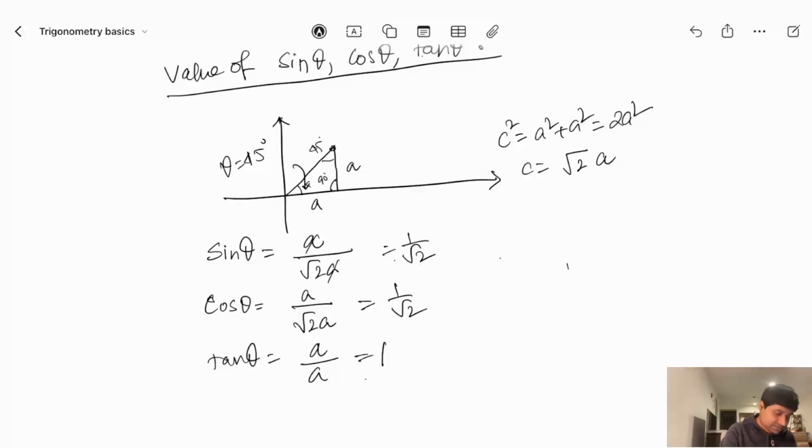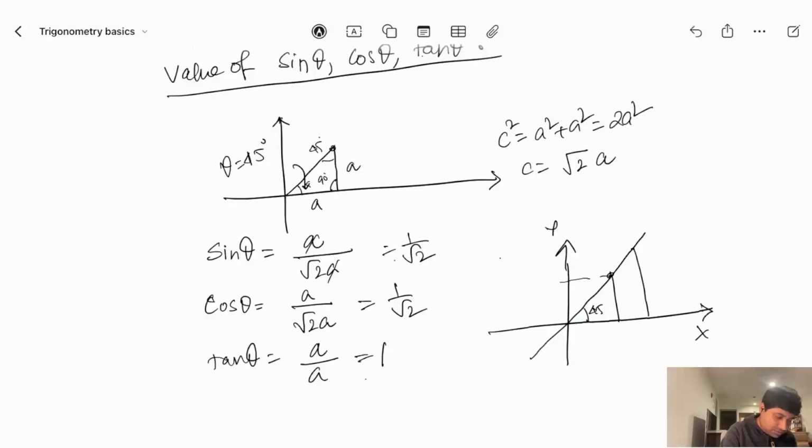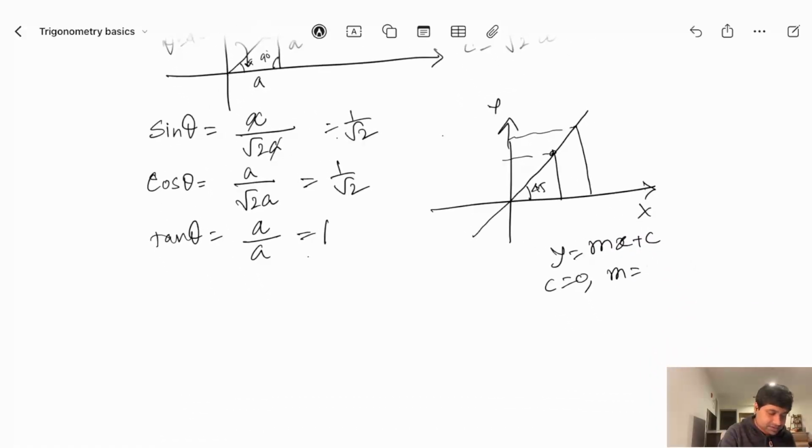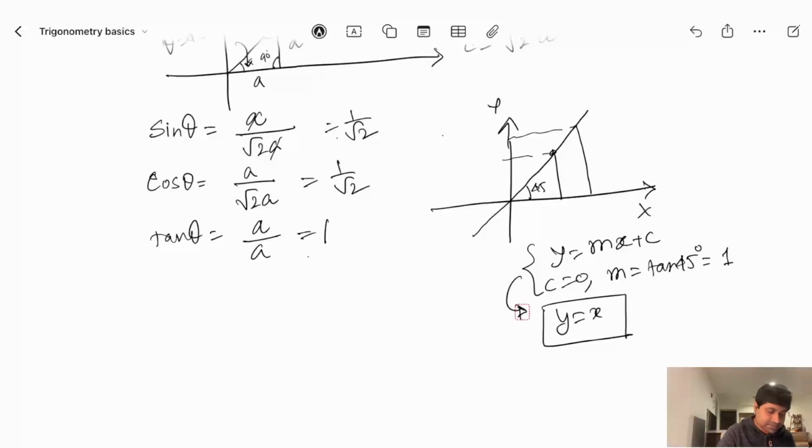That gives a sense that when a straight line passes through the origin at a 45-degree angle, all the points, where this is x and this is y, have the same value. The straight line equation is y equals mx plus c, where c equals 0 and m equals tan 45 degrees, which is 1. So it eventually becomes y equals x. We can easily derive that from this concept.